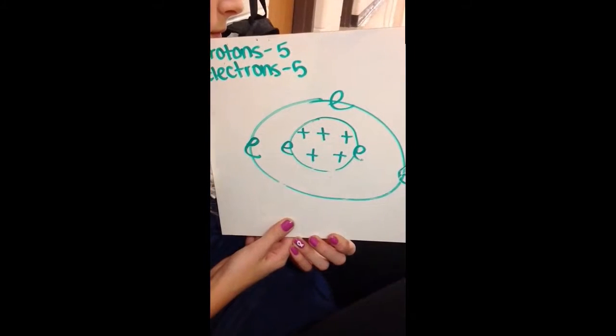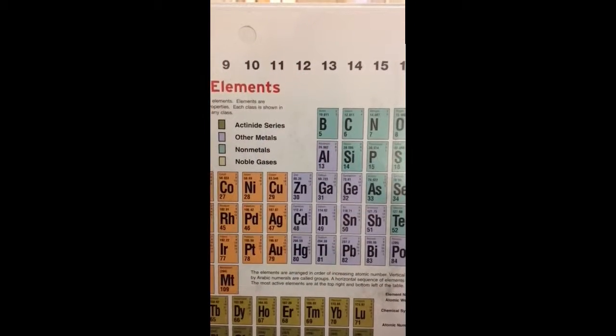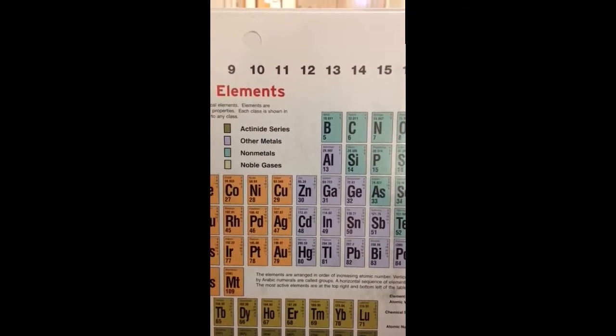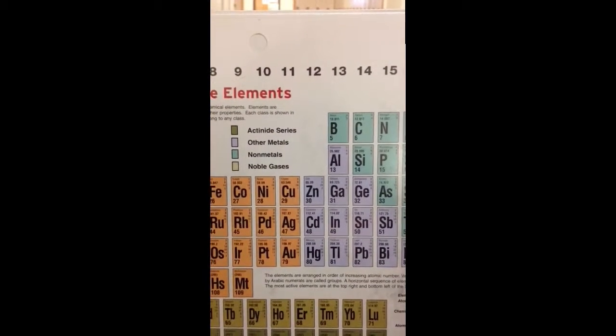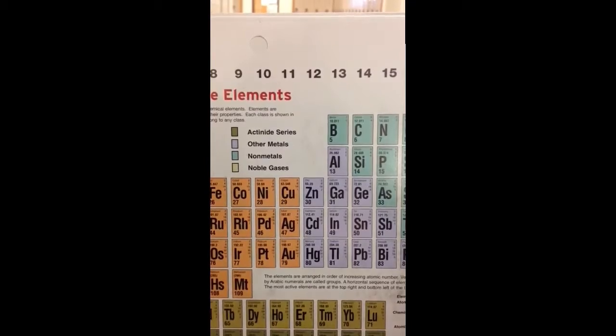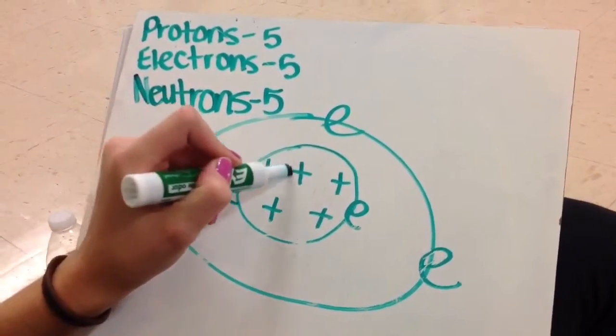We're not done with this atom. We still have to find the number of neutrons. To find neutron for boron, you have to take 5, the atomic number, from the atomic mass, which is 10.8, and that's how you find your neutron. Now to draw the neutrons.